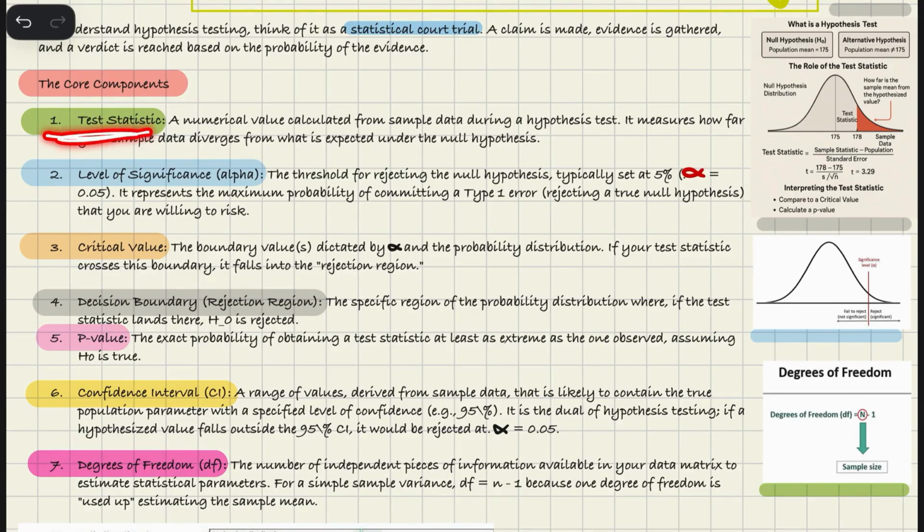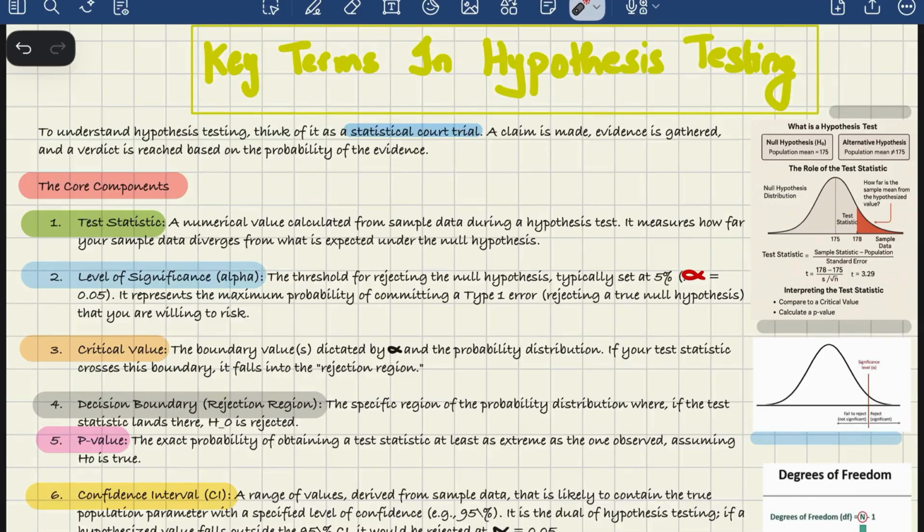The test statistic essentially measures exactly how far your real-world sample diverges from what the null hypothesis predicted. So the bigger the number, the more suspicious we are of the null hypothesis. That is what we call the test statistic. Whatever numerical value we generate from the test, from the Z score, T score, whatever we apply, that is known as the test statistic.